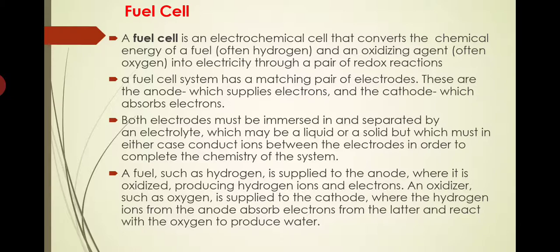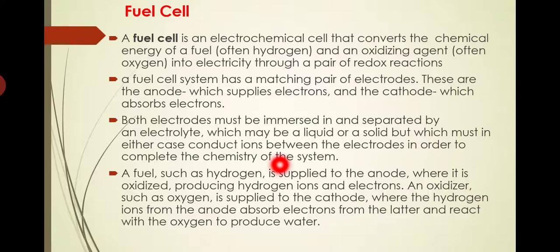Both electrodes must be immersed in and separated by an electrolyte, which may be a liquid or a solid, but which in either case must conduct ions between the electrodes in order to complete the chemistry of the system. So, as I have already told, two electrodes will be there, the anode and the cathode, separated by an electrolyte, which can be either liquid or solid. The only thing we have to make sure is that in either case it must conduct ions between the electrodes. Whatever ions are produced in one electrode must be passed through the electrolyte to the other electrode. Then only the chemical reaction will take place.